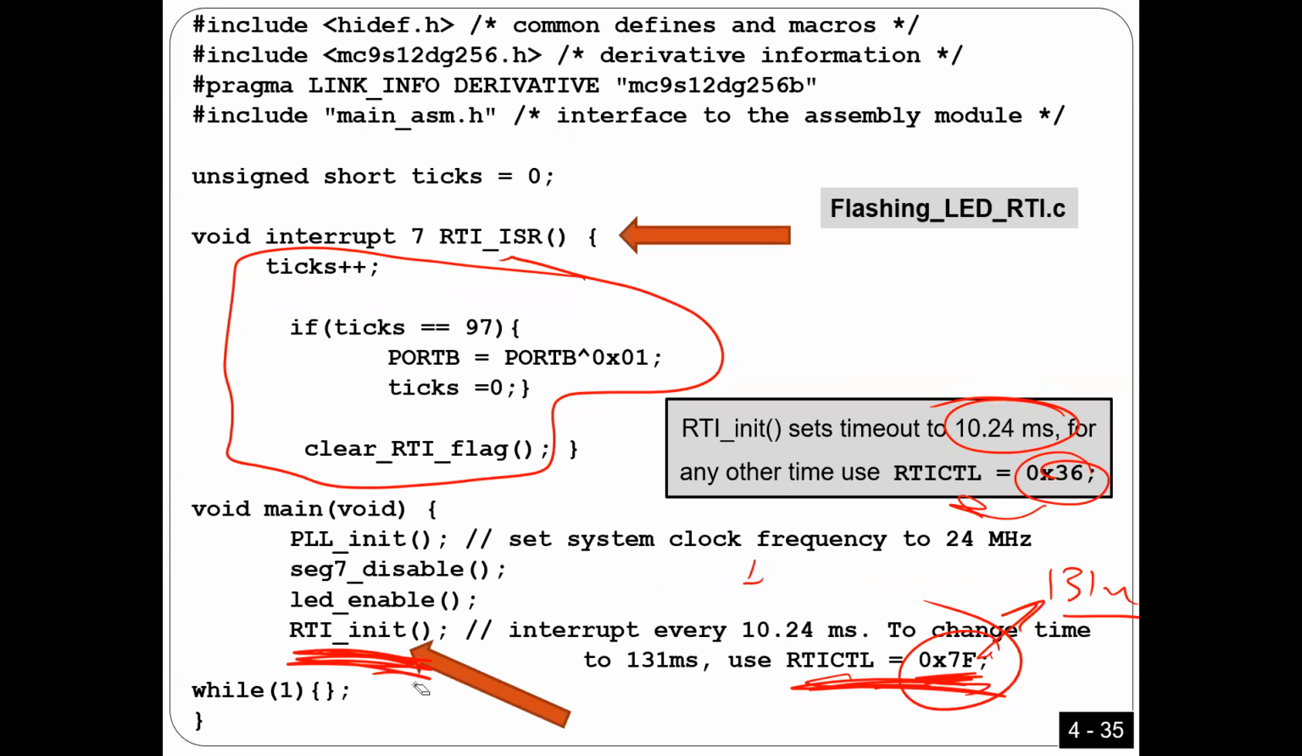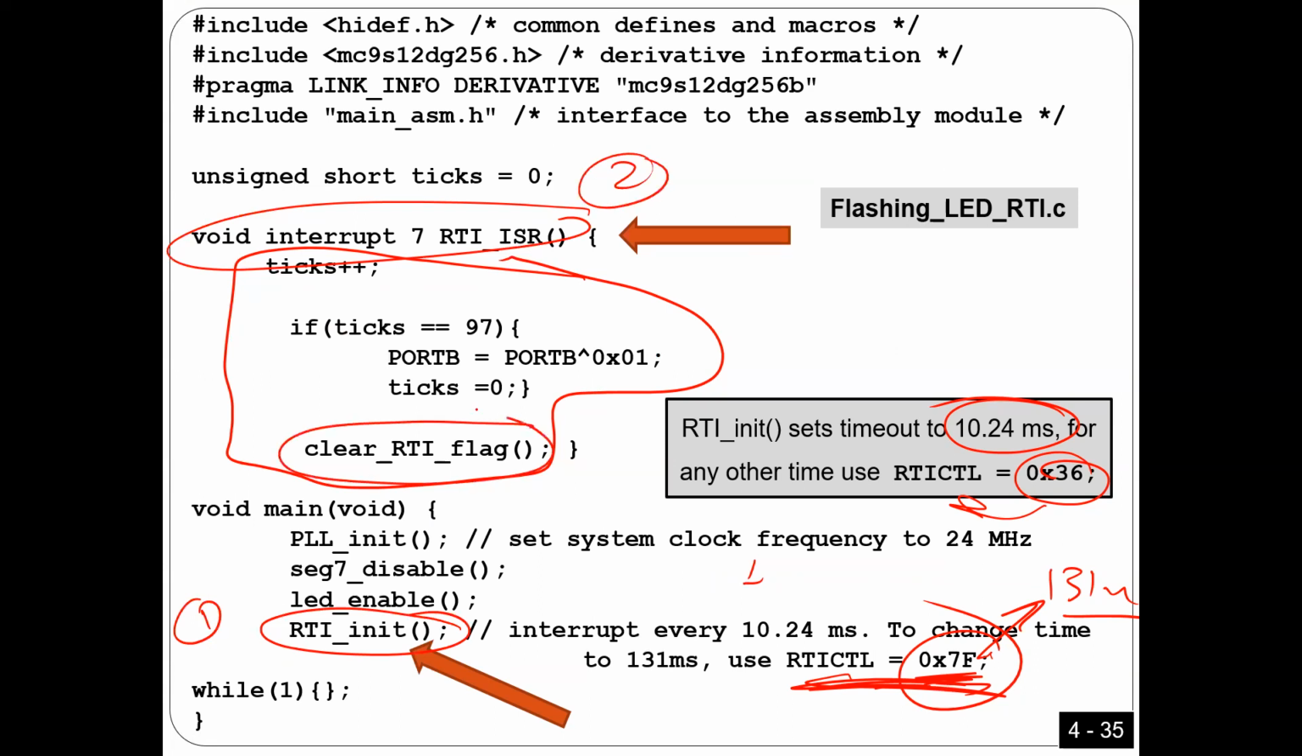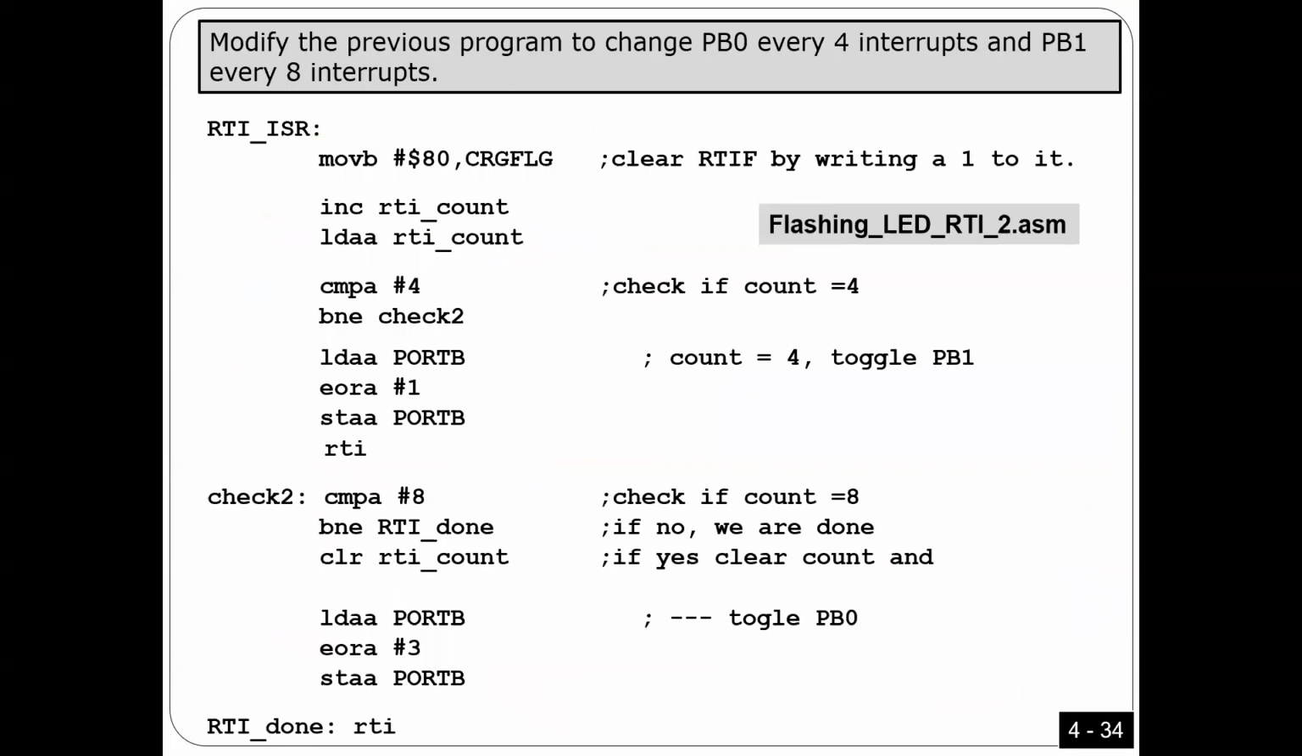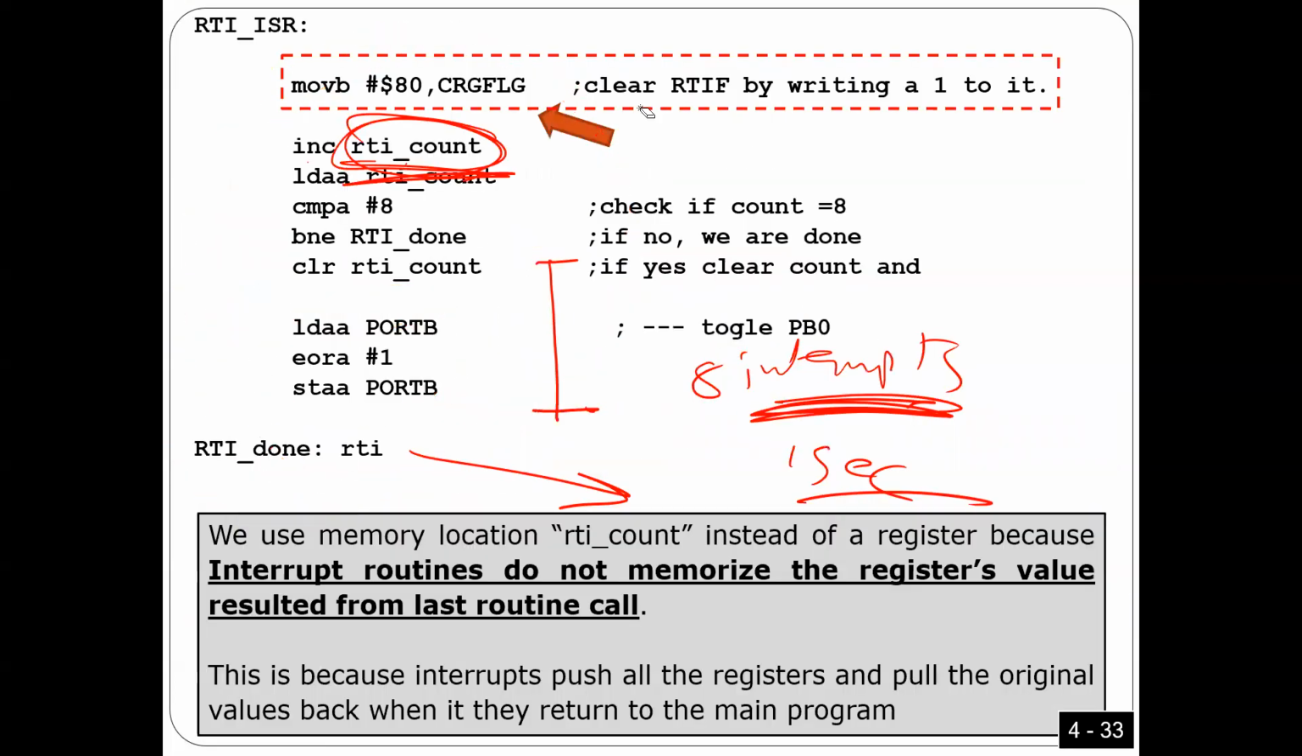So all I need, guys, to program the RTI interrupts in C language is this number 1 in the main program, and this is the interrupt subroutine, number 2. Also, don't forget to clear the RTI flag. In order to clear the flag bit, you can use a register here, clear RTI flag. Or you can use a function here. If you go inside this function, you will find this one written inside it.